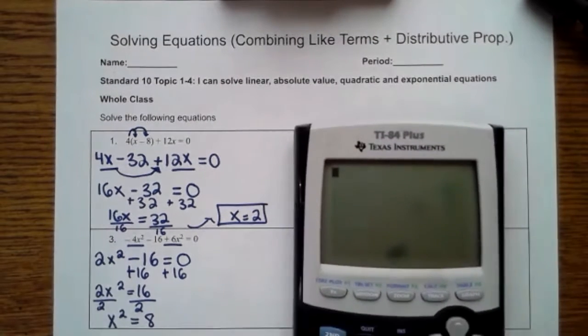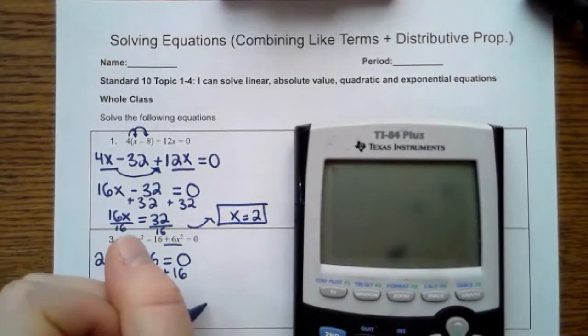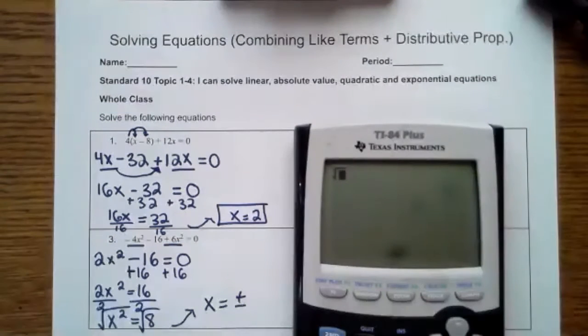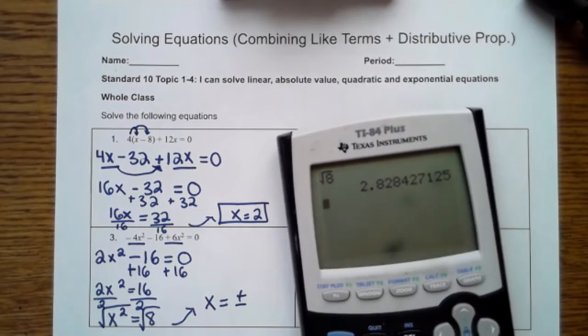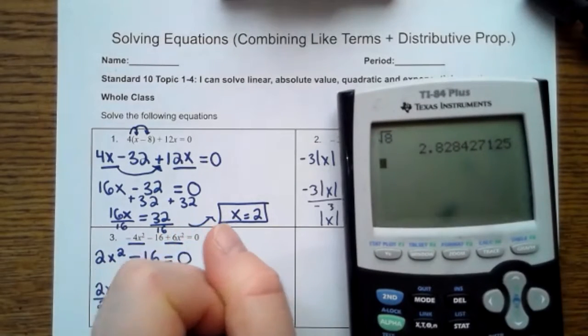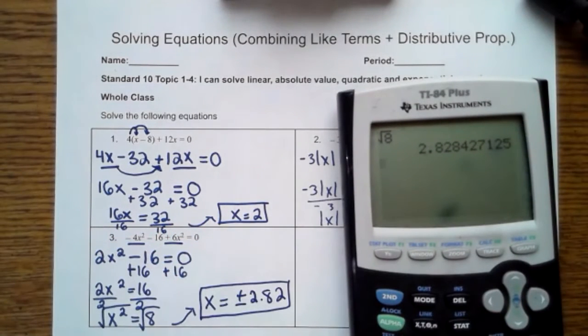Grab my calculator. To get rid of that squared, I'm going to square root. Every time you square root something positive, you get plus or minus. And that's not a perfect square, so let's just say plus or minus 2.82. I'm honestly not too worried about rounding. There you go.